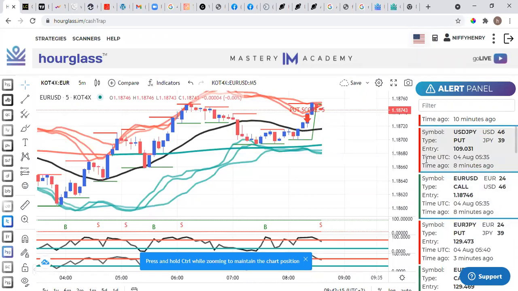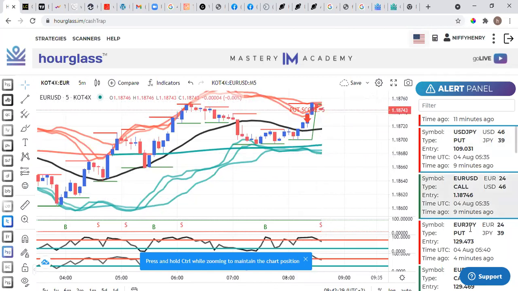It was 8 minutes ago, and it has played out already. At this time, Cash Trap gave us a put 5. When you see a 5-point score, just check your distance, do a little bit of confirmation, and go in for the trade, because Cash Trap has automated it for you. You don't even have to do much.